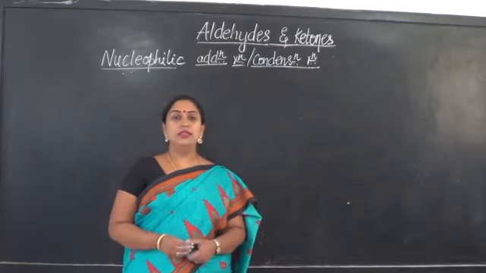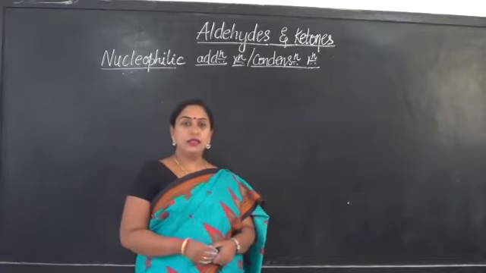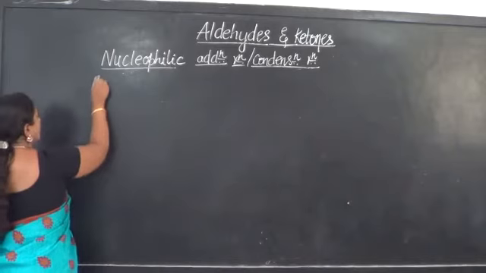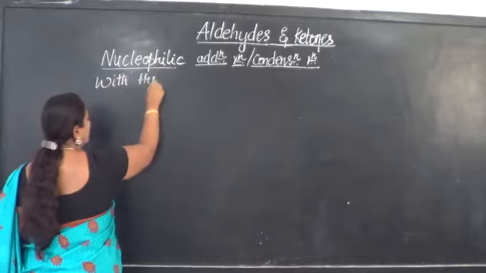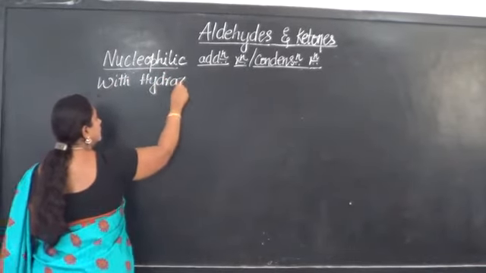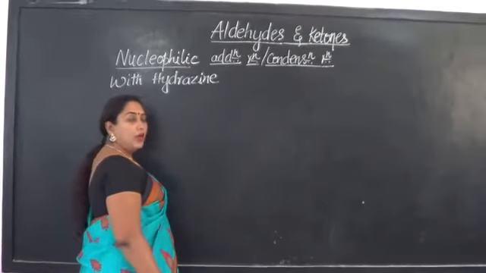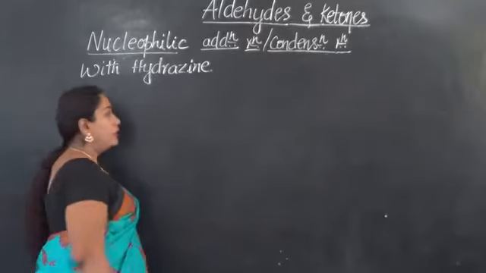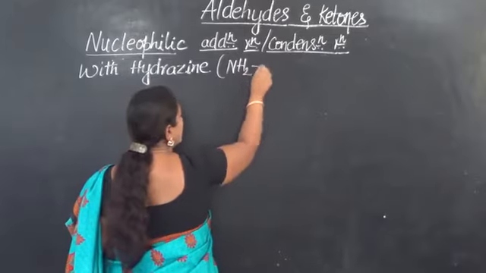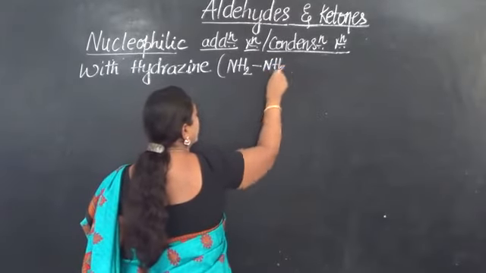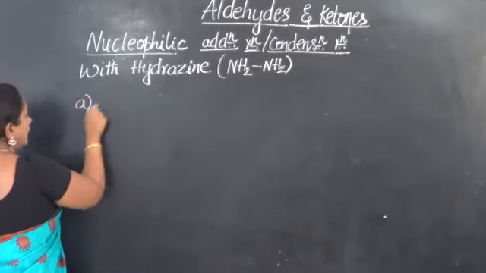Now in this video, let us learn regarding nucleophilic addition reactions of aldehydes and ketones with hydrazine. So we are going to learn the reaction with hydrazine. With hydrazine also, aldehydes and ketones react in a similar way and form the corresponding hydrazones as the product. The formula of hydrazine is NH2-NH2. Let us see how the addition of hydrazine takes place with aldehyde first.